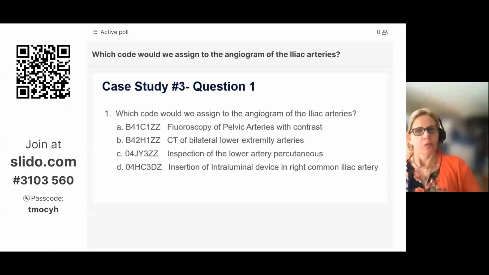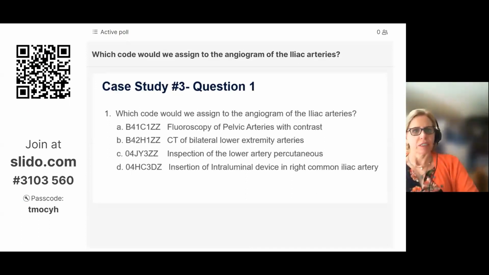So question 1, which code would we assign to the angiogram of the iliac arteries? And the hint was we just went in and looked around.